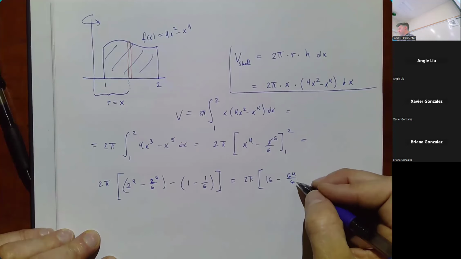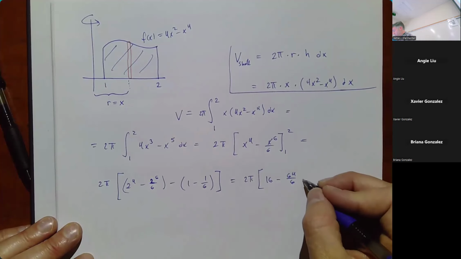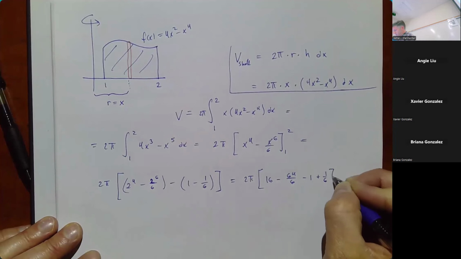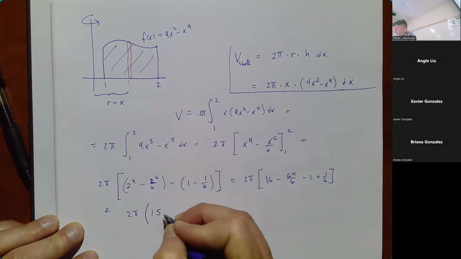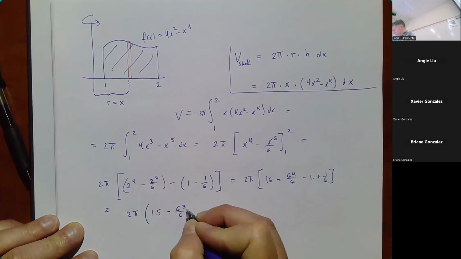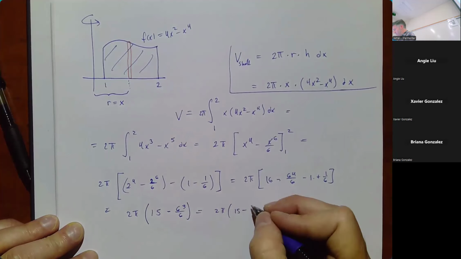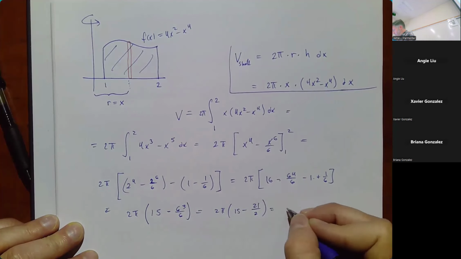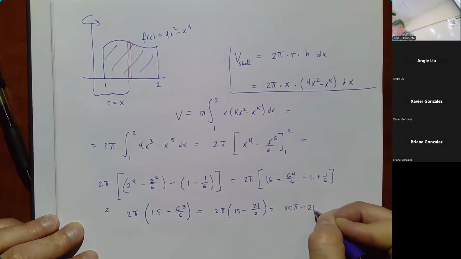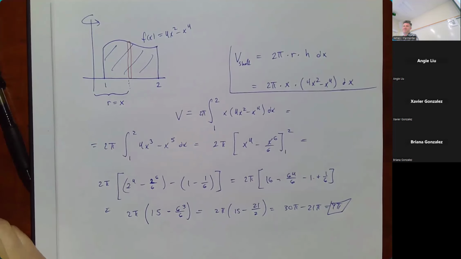I wouldn't reduce this though, because normally I'd reduce that, except I know I'm going to have to add 1/6 to it, so I might as well not. And then minus 1 plus 1/6. So that ends up being 2 pi times 16 minus 1. Negative 64 plus 1 is negative 63 over 6. That reduces to 2 pi times 15 minus 63 over 6, which is 21 over 2. Then we multiply by 2 pi and get 30 pi minus 21 pi, which is 9 pi. What a nice answer compared to the previous one.